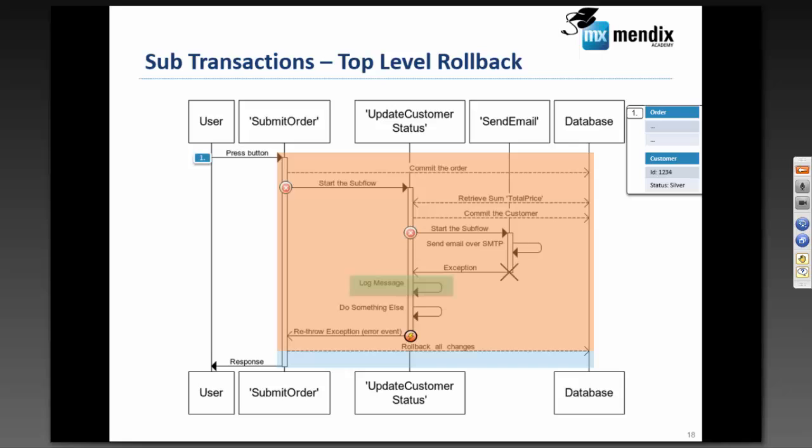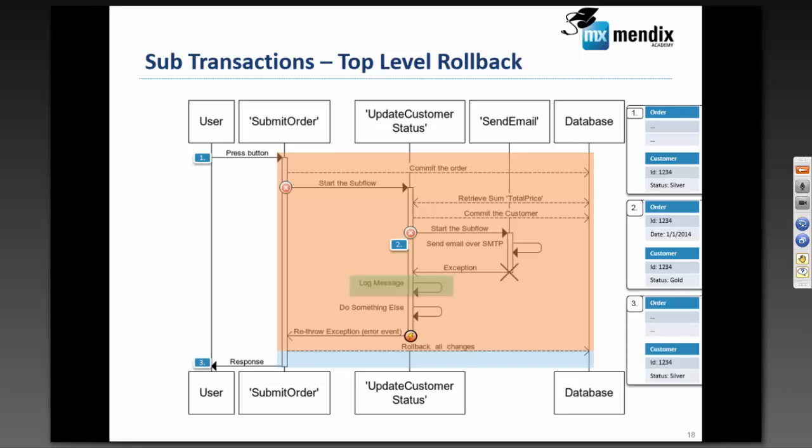So in this situation, to reiterate what we're doing in the consistent theme, we have an order and we have a customer with a status. We have an order that gets persisted to the database based on the microflow logic, updates the status to gold. However, we hit an exception, the order is rolled back from the database, and the customer is sent back to silver status because we have the rollback set at the highest level.